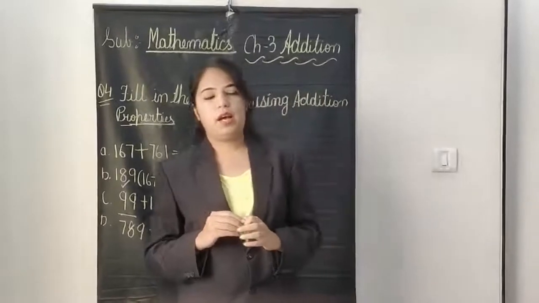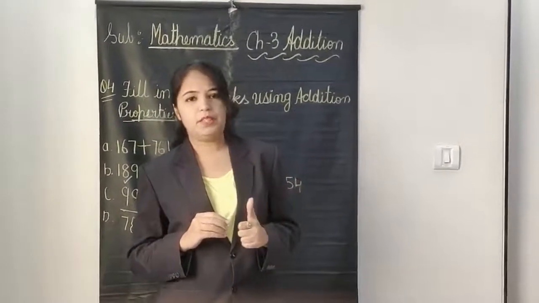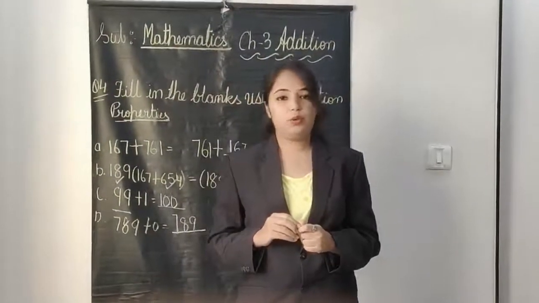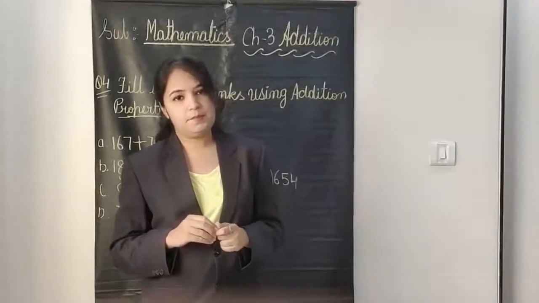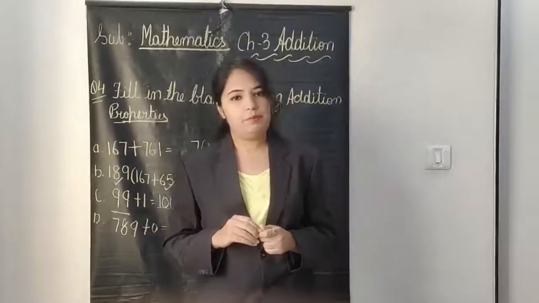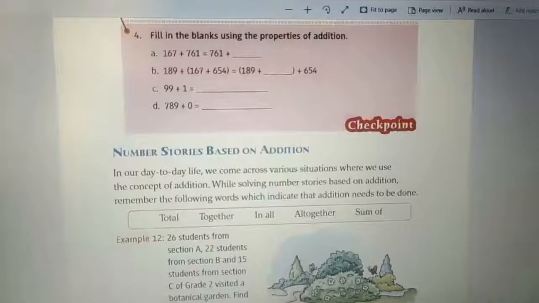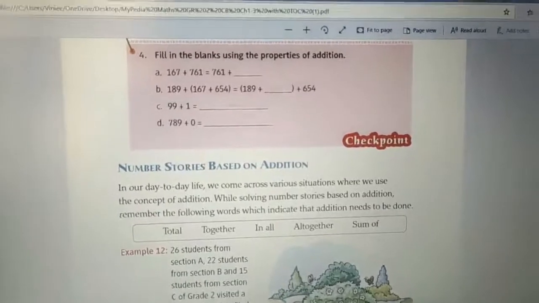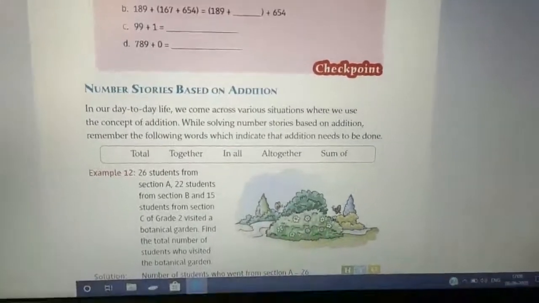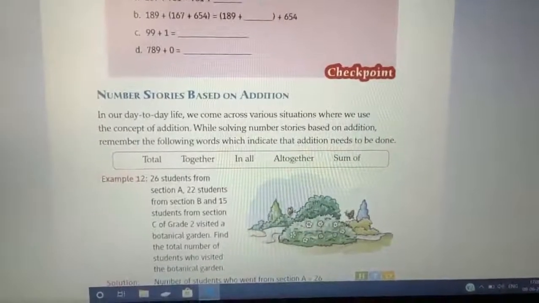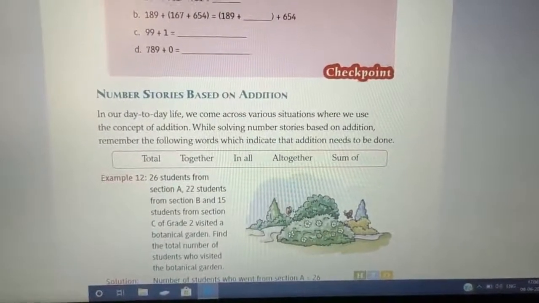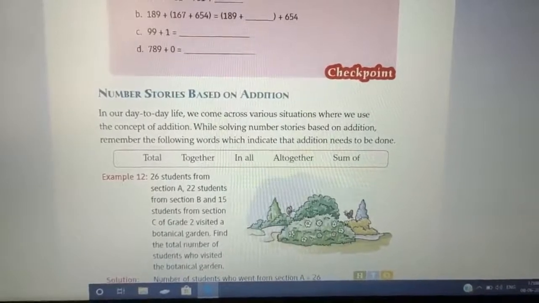Now moving forward, after these properties, we will clear some points on how to solve the problem sums and the story sums. Which points are to be taken care of while doing the problem sums. So come, let's take a look in our textbook. This filling the blanks using the properties of addition we have already solved on the board. Moving forward, as I have already told you, we will see the number story based on addition, meaning problem sums and story sums.